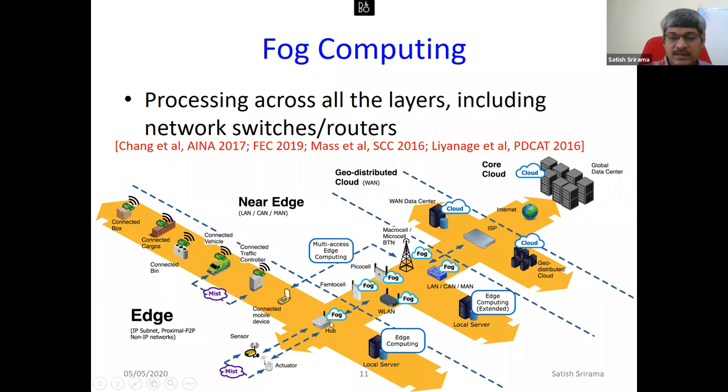And of course, in 2012, Cisco came and started pushing this fog computing idea, where you can use Cisco routers and switches, which had this IOX operating system, using which you can do the processing, and they pushed this fog computing idea a lot. And again, everybody jumped in. Some people call it fog computing, some people call it edge computing, near edge, far edge. So you will see a lot of terminology.